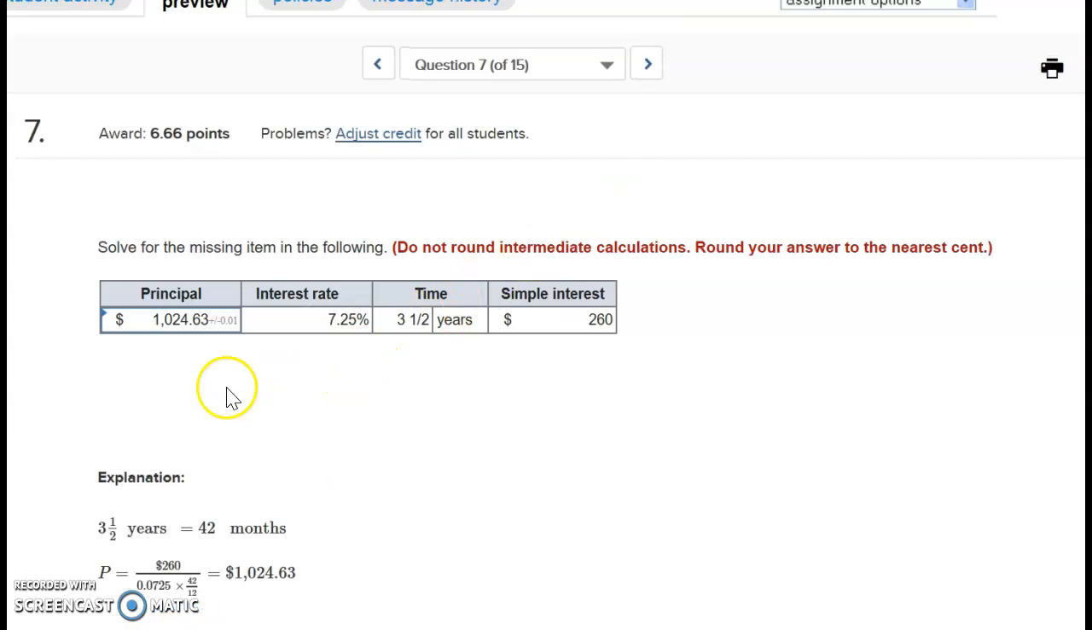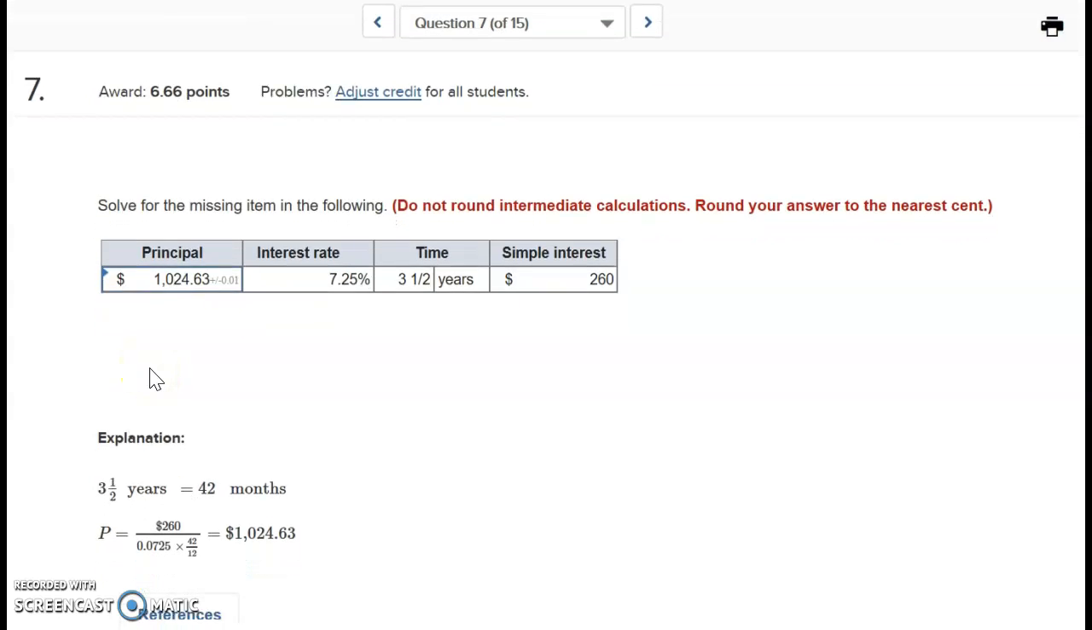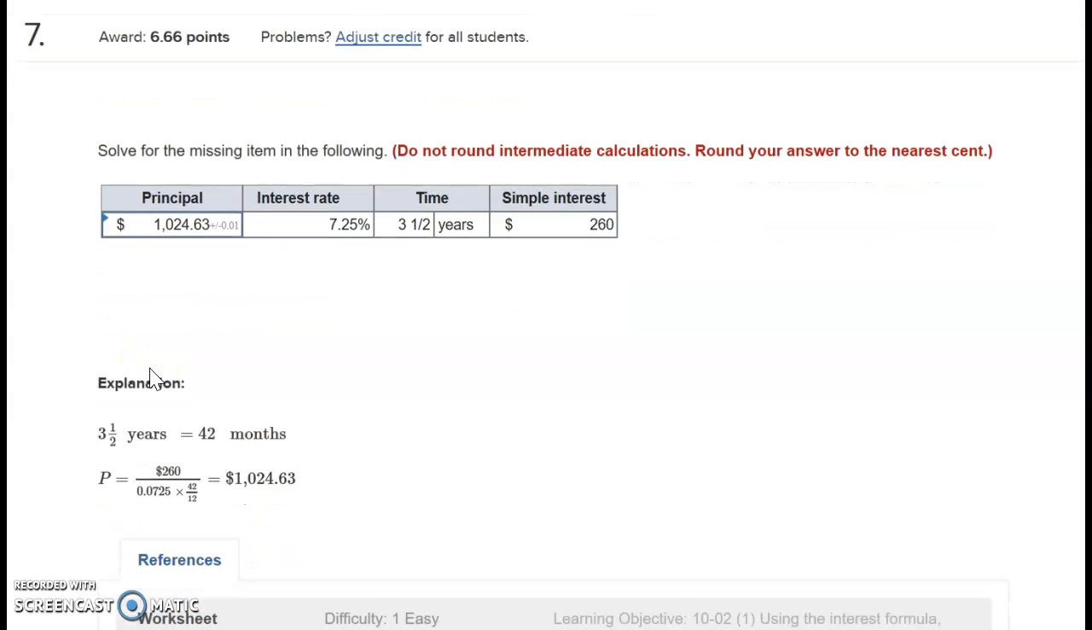All right, in this one we are solving for principal. So again, we're using a different formula. It's just the same formula, interest equals principal times rate times time, but we are solving for principal. Okay, instead of what we start out with is a formula that solves for interest. All right, I'm going to have to go to another video.